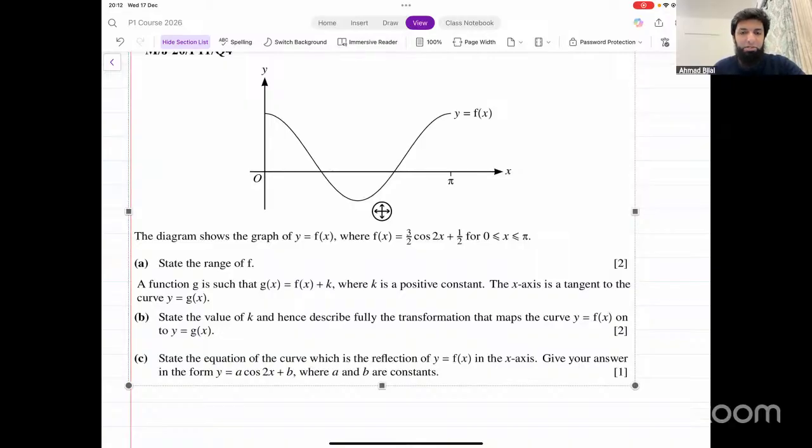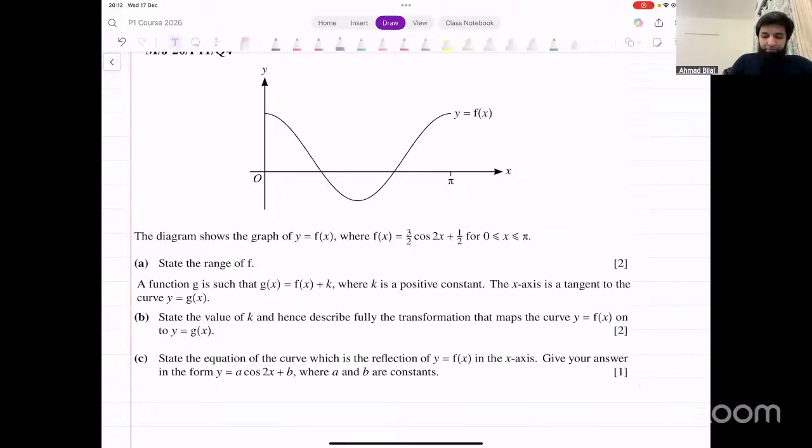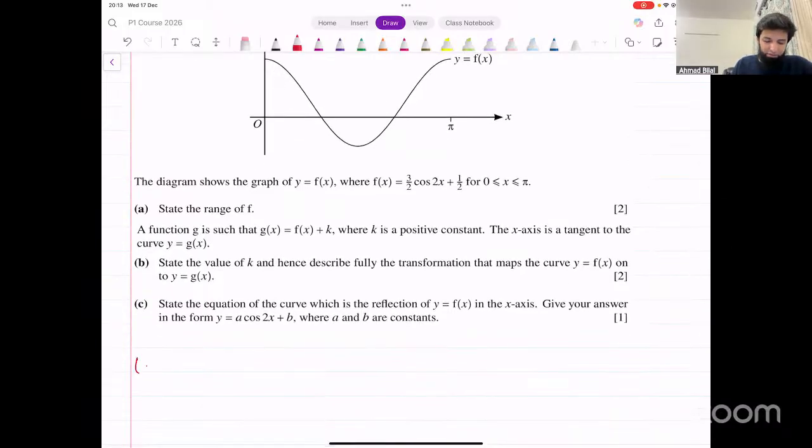The diagram shows the graph of y equals f of x, and f of x is given as 3 over 2 cos 2x plus 1 over 2, and x is going from 0 to pi. We need to state the range of f. Okay, that first part is relatively straightforward. How do we do this?